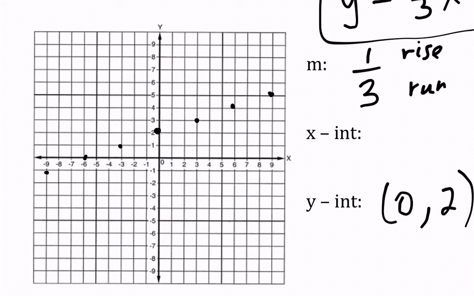Then use a straight edge of some type to line your points up and draw a line that goes clear across your graph. Now that we have our line drawn, we can look to see where it crosses the x-axis. I see it crosses the x-axis at -6, so my x-intercept is (-6, 0).